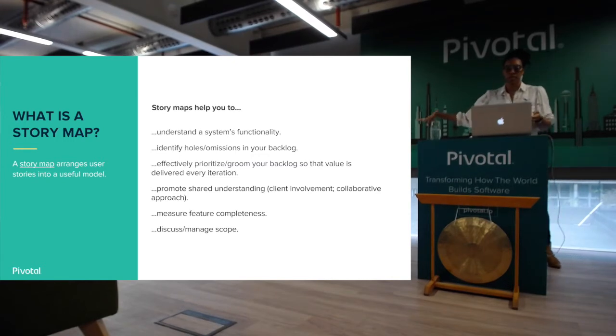I've put together a list of some of the biggest ones that I think are really important. So understanding a system's functionality, identifying holes and omissions in your backlog, effectively prioritizing and grooming your backlog so that value is delivered every iteration. It also promotes shared understanding, which we've gone through in depth. And this is because it has client involvement and it also has a collaborative approach. Also helps to measure feature completeness, so you can very easily see how much have we done, how much is left. And it provides a radiator or a tool around which you can discuss and manage the scope.